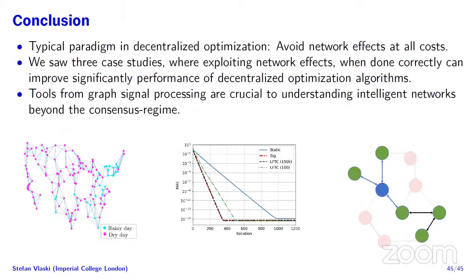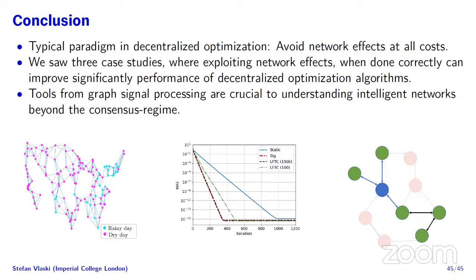Okay, so I will conclude here in the interest of time, and I'm happy, obviously, to follow up on any questions. But just to conclude, a typical paradigm in decentralized optimization is to avoid the network effects at all costs, right? So we're solving a consensus problem. We're looking for the kind of algorithm that minimizes the impact of the topology. But we saw that in 2 cases, there is a benefit to exploiting the underlying graph topology. So it can give you an algorithm which performs better than a consensus algorithm.